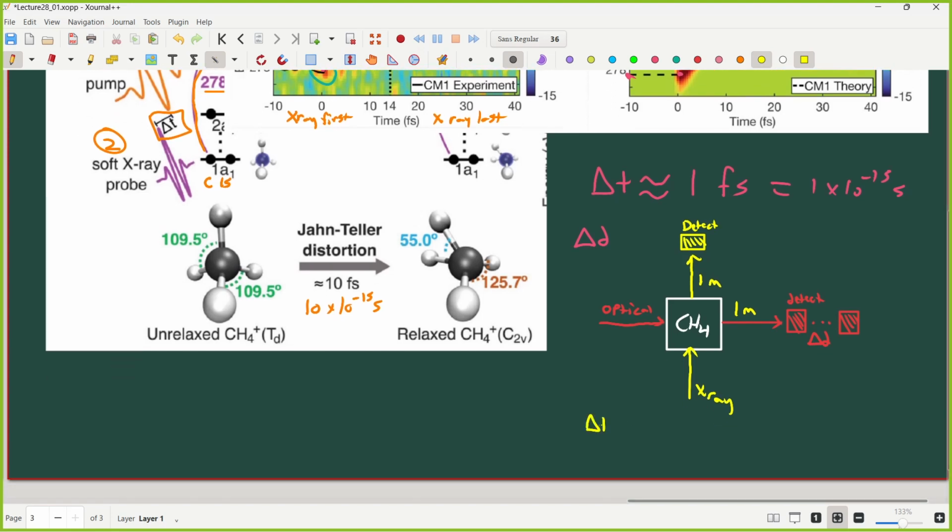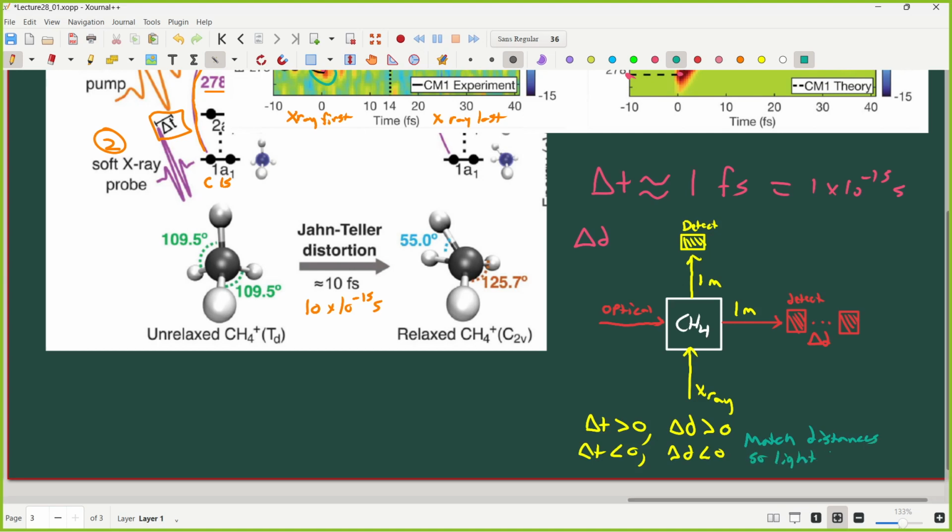If delta t is positive, that means the X-ray is later, so the optical is going to arrive first. Delta D needs to be positive as well. And if delta t is less than 0, we've got to bring the other one in. We want them to meet at the same time. Match distances so light hits at the same time. That seems like a really reasonable experiment.